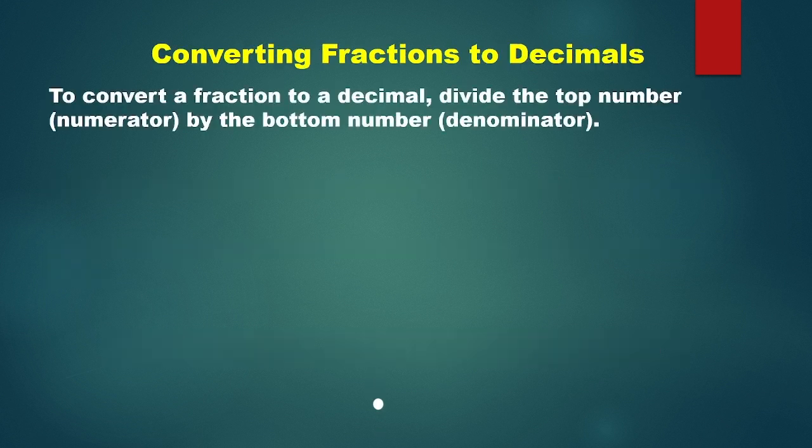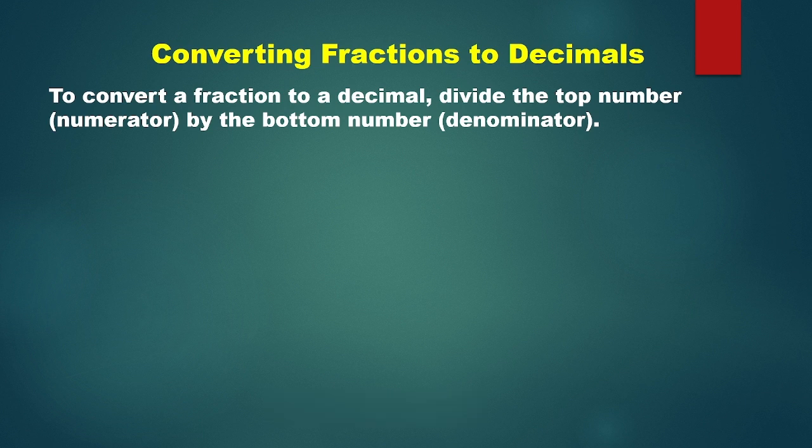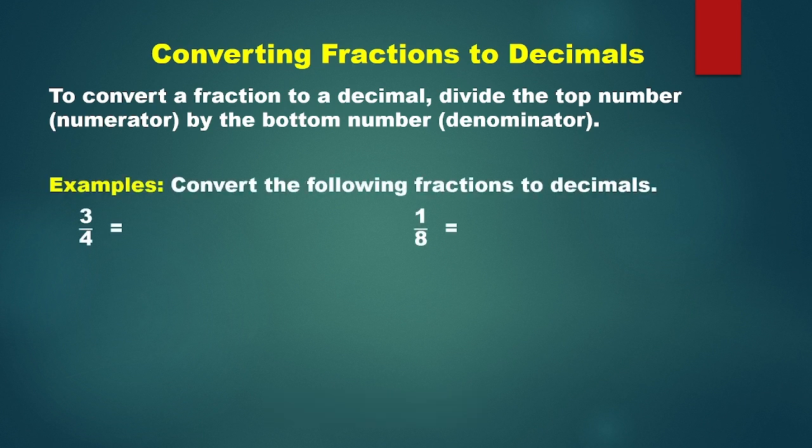To convert a fraction to a decimal, divide the top number, that is the numerator, by the bottom number, that is the denominator. Let's try out some examples. Convert the following fractions to decimal. All you have to do is to draw out your division symbol, then your numerator, which is 3, goes inside the division symbol, and 4 comes outside. Now, 3 divided by 4 is not possible. I can't divide 3 into 4 places to get a whole number.